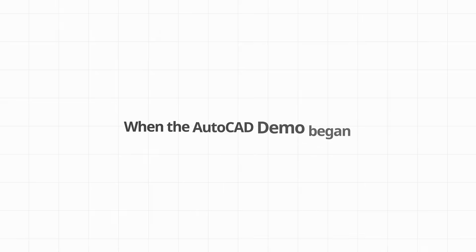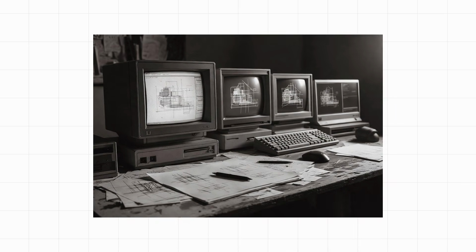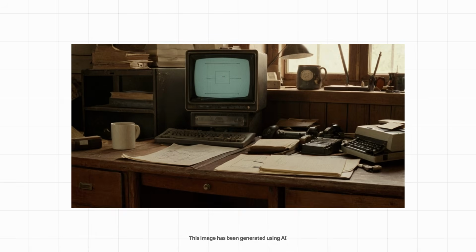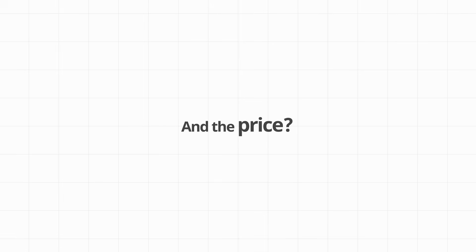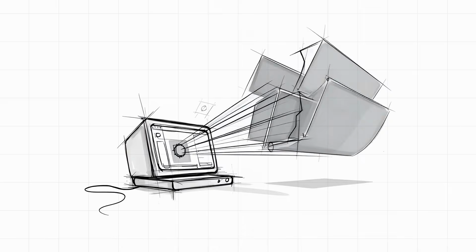When the AutoCAD demo began, something happened few had expected. People saw a real CAD software, with the same capabilities that until yesterday ran only on $100,000 systems, now running on an IBM personal computer. Not in a lab, not in a stage demo. Real, live, right in front of everyone. And the price? Less than $4,000 for the entire system, including the software. For many, it seemed like magic.